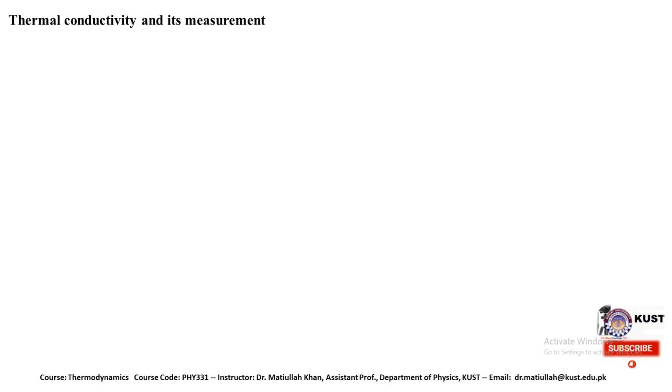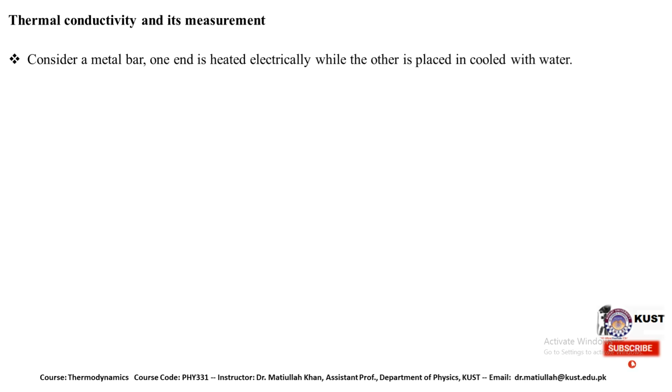The other thing we need to discuss is thermal conductivity and its measurement. This is the second part of the lecture, where we need to know what thermal conductivity is and how we can measure the thermal conductivity of some semiconductor material. For this purpose we need to perform an experiment, and this experiment is very simple. We need to consider a metal bar, and one end is heated electrically while the other is cooled with water.